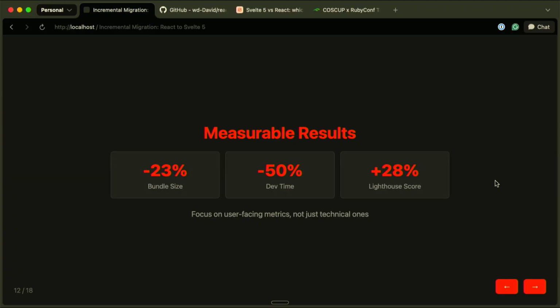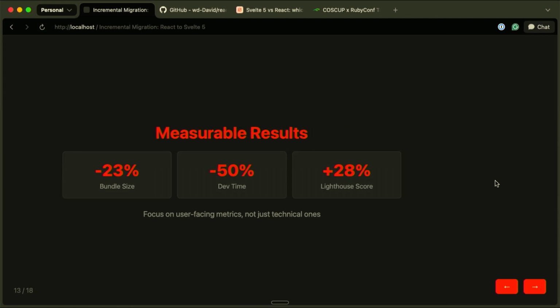This is just a rough measurement, because as your application grows, you will need to think about the maintenance cost. The dev time also needs to consider the time you spend troubleshooting and understanding the problem, and how easy it is for engineers who are not familiar with Svelte to still hop onto the problem and try to solve it. So focus on user-facing metrics, not just technical ones.